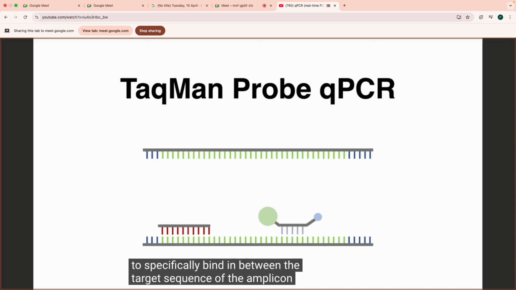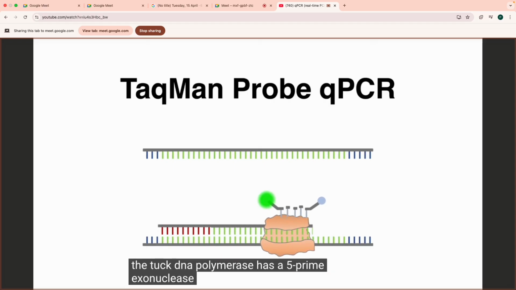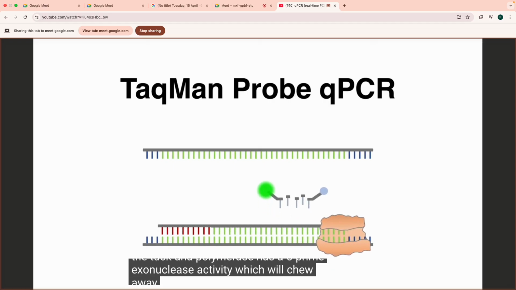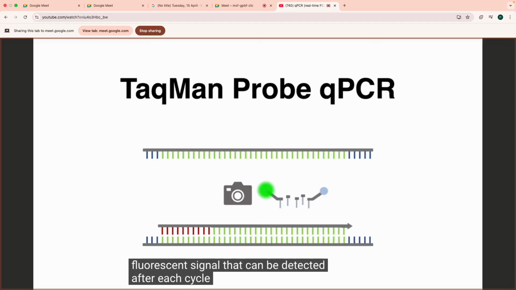of the amplicon. The Taq DNA polymerase has a 5' exonuclease activity, which will chew away the target-specific probe. Cleavage of the TaqMan probe separates the reporter from the quencher, which leads to the emission of a fluorescent signal that can be detected after each cycle.